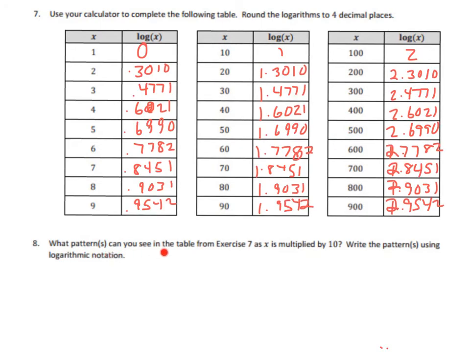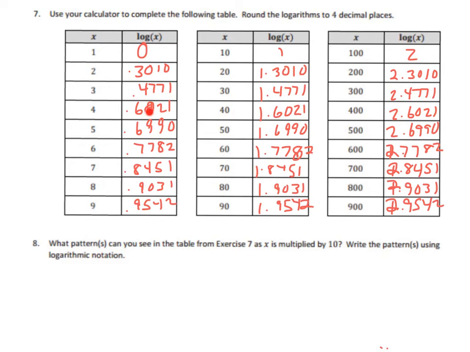Alright, so what patterns can you see from this table that you copied down from exercise 7 as x is multiplied by 10? So if I take a 1, and then we go to 10, we get 1, and we get 100, we get 2, etc. So 2 times 10 is 20, gives me this. So you notice what's going on. 3 times 10 is 30. You go from 0.4771 to 1.4771.